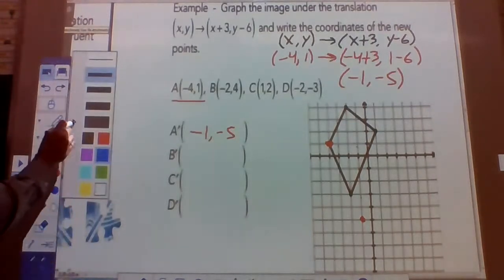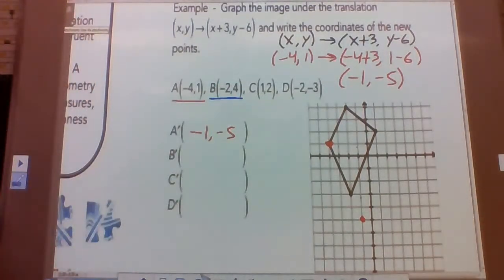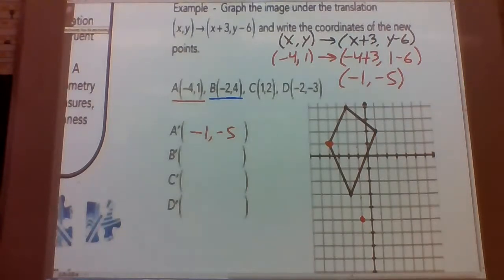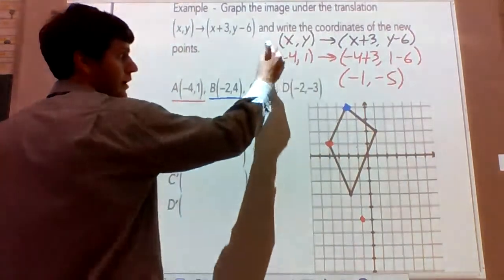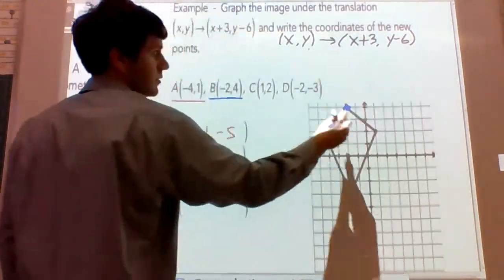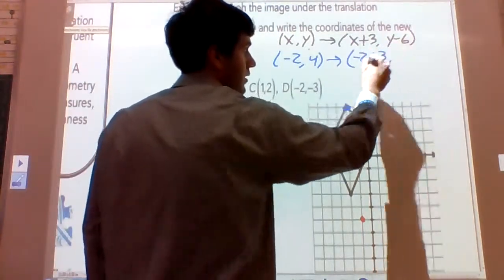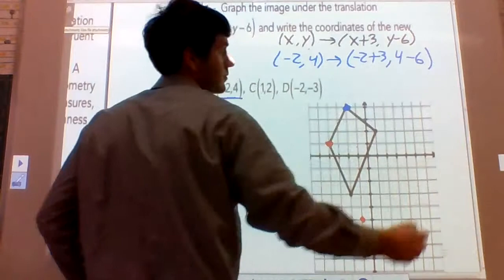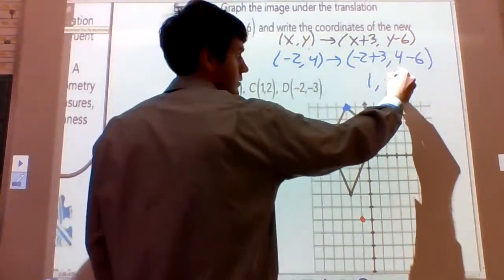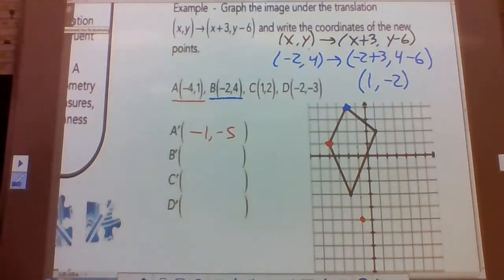Second point. The second point is -2, 4, which is up here. If we substitute that into our notation, we plug in -2 for x, so -2 plus 3, and 4 minus 6. -2 plus 3 is 1. 4 minus 6 is -2.